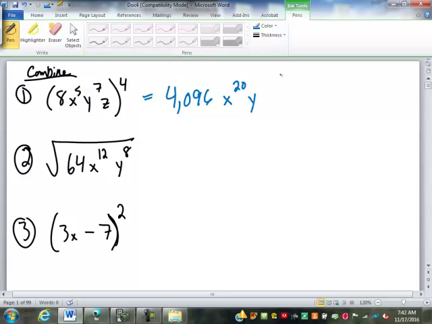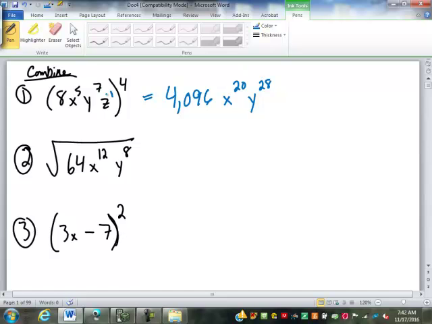Y to the, you're thinking if you multiply the variables, you add the powers. When it's a power of a power, you multiply the powers. Yeah, I was thinking that today. That's right. So y to the 7th to the 4th is 28.